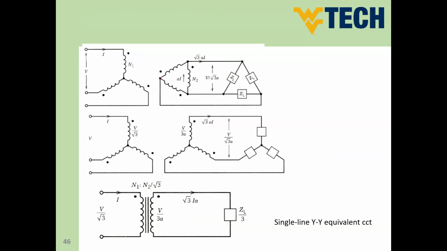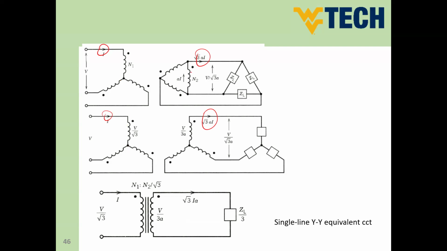So if you convert that, this is our transformer here. Here we have N1, the primary winding. We have N2, the secondary winding. You know that if we have current I here, the current here is going to be AI. So here it is going to be root 3 times AI. So physically, the current didn't change. The current here is the same as the current here because we didn't change anything.